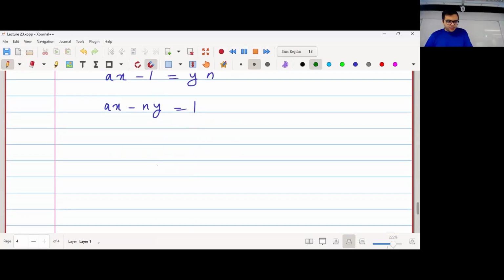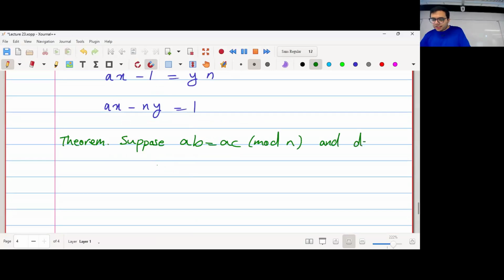So we have this. This is another theorem. So I want to say that suppose ab is the same as ac modulo n. And let's say that d is the GCD of a and n. Okay, so the GCD is not necessarily 1. I want to say that I can cancel a from both sides. I can write it like this. I can say then b is the same as c, but no longer modulo n. I'm going to say modulo n over d.